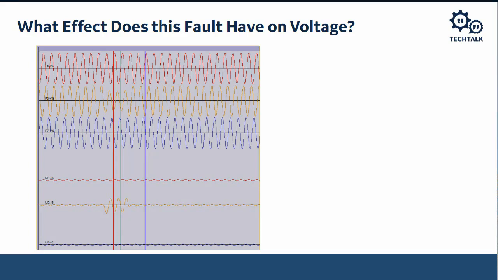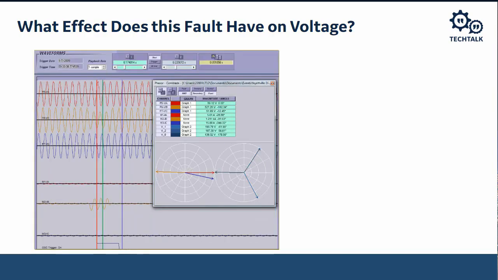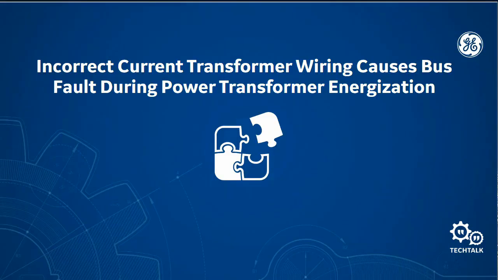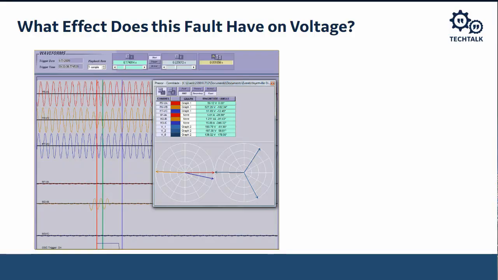We expect to see that sag in voltage for the B phase because that's a faulted phase. Now, what that also does for us is we should see some negative sequence voltage, positive sequence voltage, and zero sequence voltage, which is exactly what we see in this waveform.